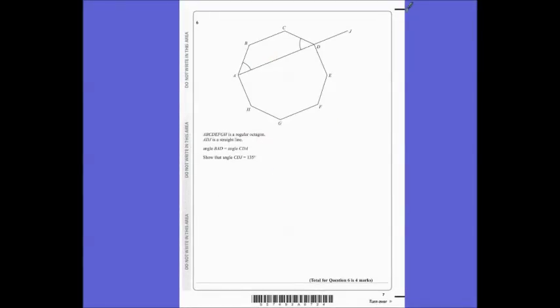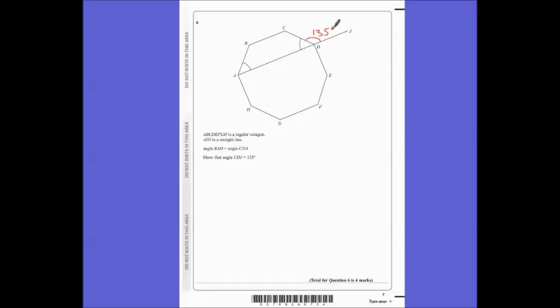Question 6. Shown is a regular octagon. Regular means that all sides are the same. It says ADJ is a straight line, so this line here is straight, and it says that angle BAD is equal to CDA, so these two angles are equal to each other. Show that CDJ is 135 degrees. Now, because we are given that that's 135 degrees and we try to show it, we cannot use that in our working out. We've got to use something else to show that that is 135.